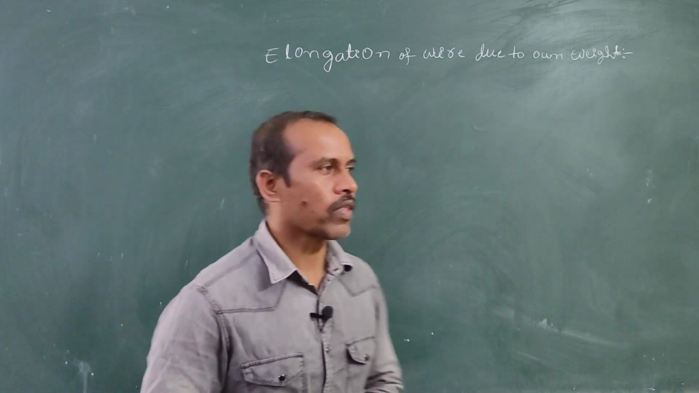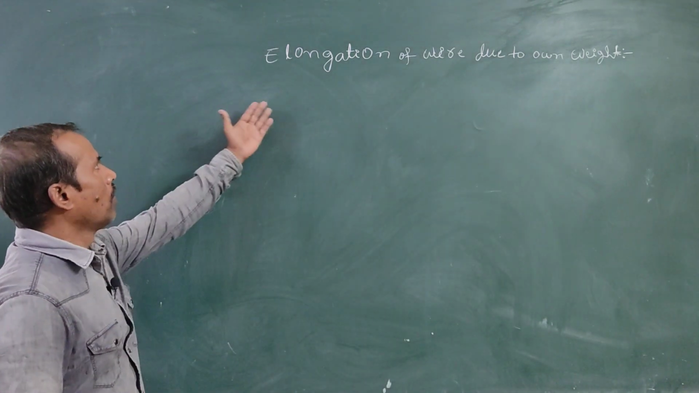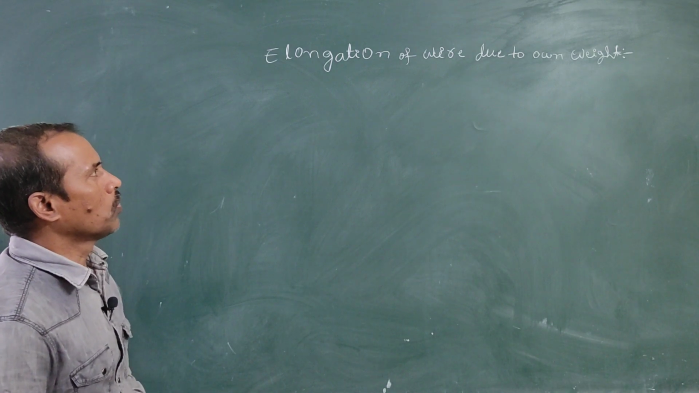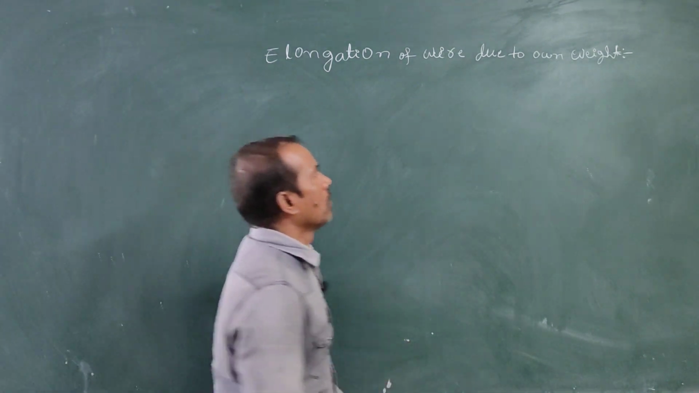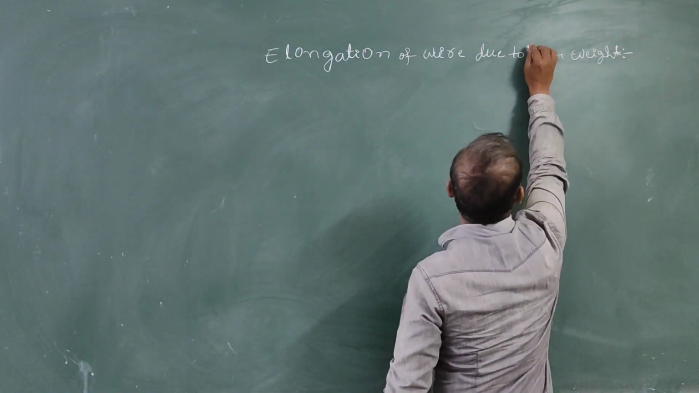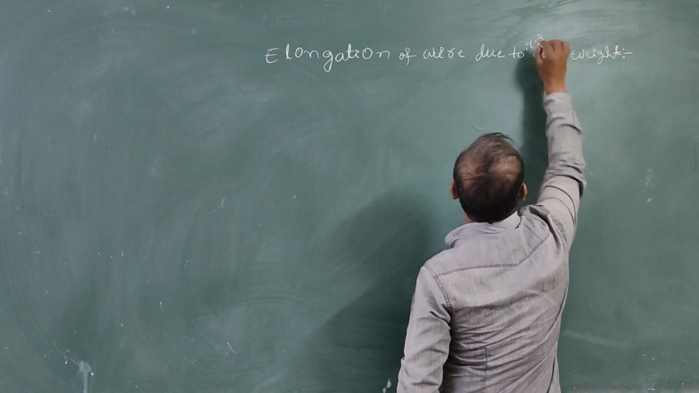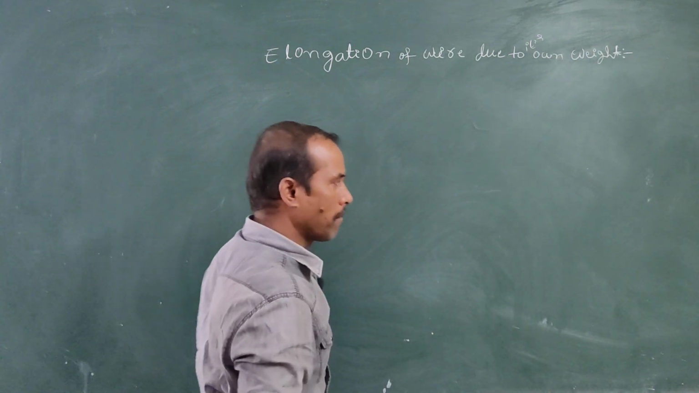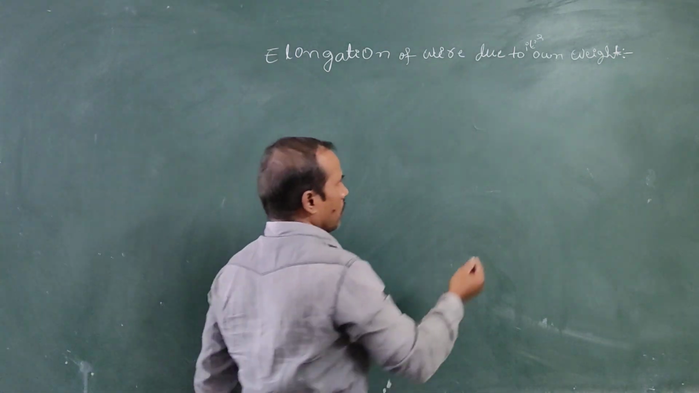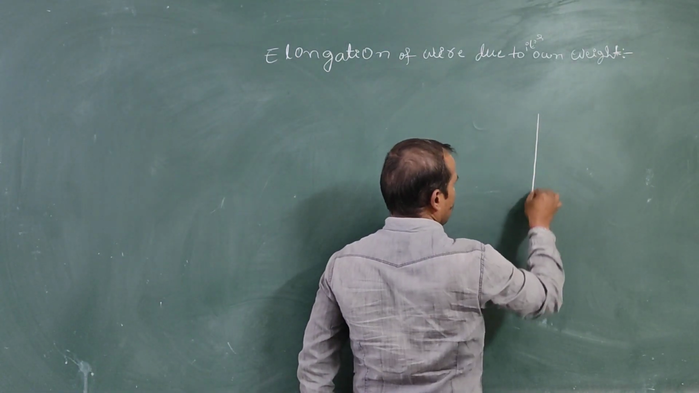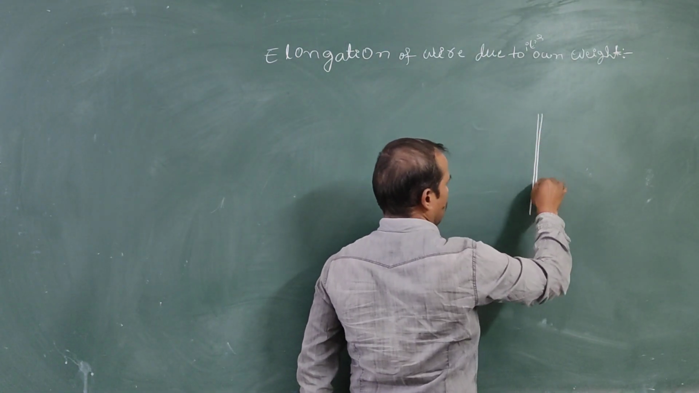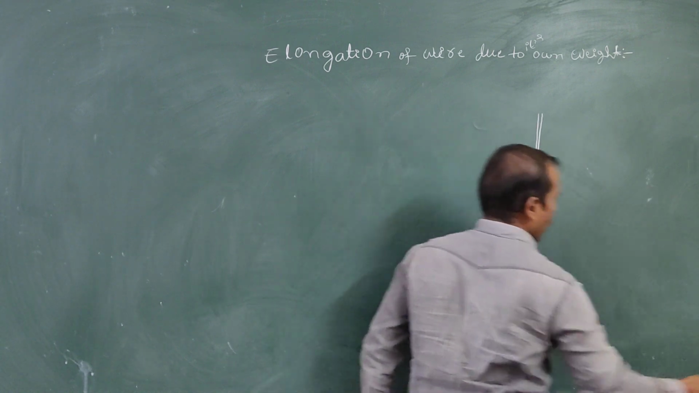Now first of all, let us discuss the elongation of a wire due to its own weight. First of all, here listen. Simply, this is a wire.